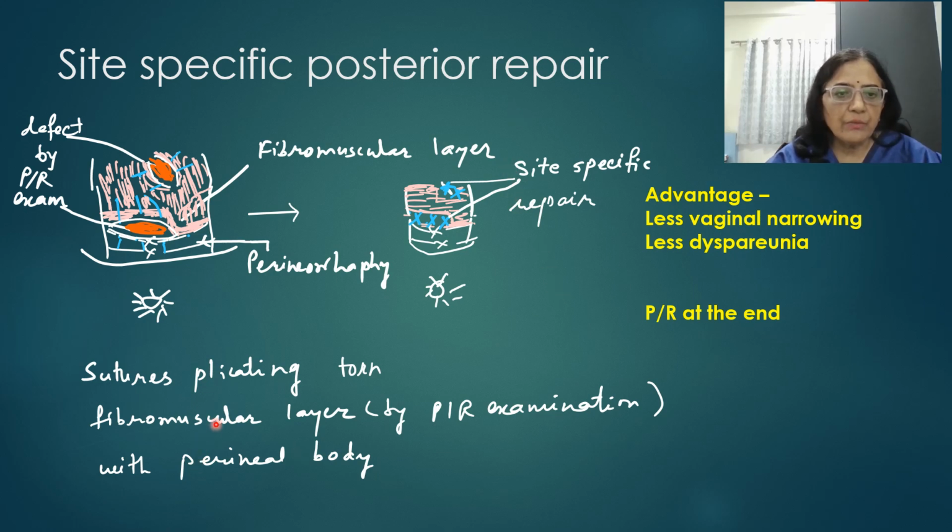Here we have plicated the fibromuscular layer with the perineal body because it is a transverse defect at the lower end, separating the fibromuscular layer away from the perineal body muscles. Now, PR examination is mandatory whether we do this posterior repair by midline plication or site-specific posterior repair, to ensure that the rectal mucosa is intact and no suture has gone through the rectal mucosa.